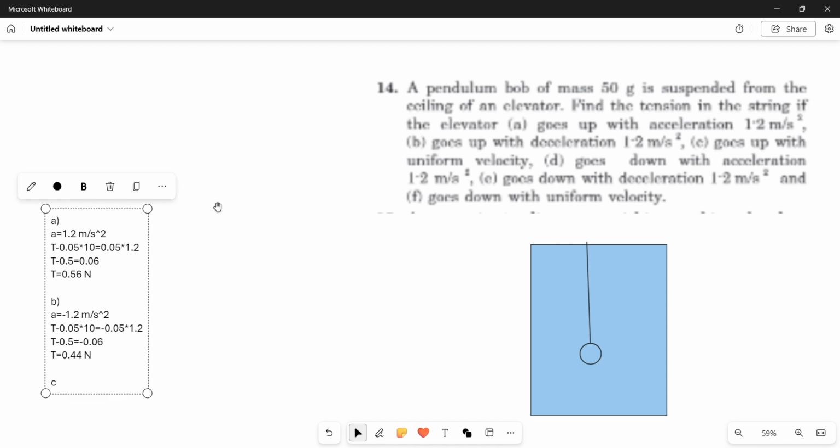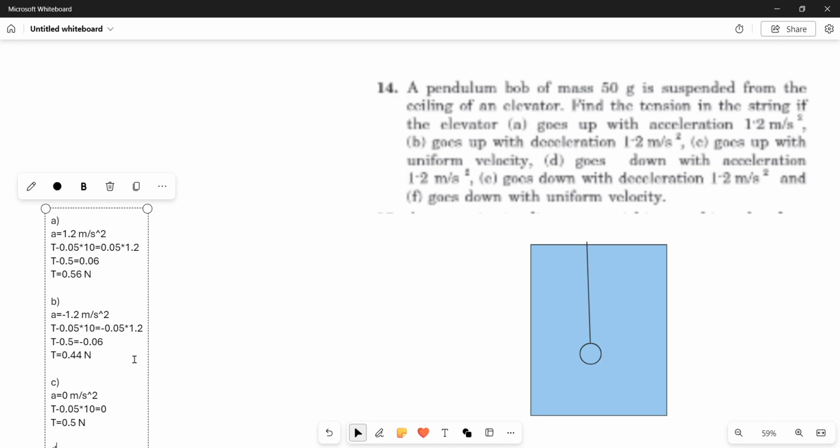Now let's start solving part C. It says that it goes up with uniform velocity. Uniform velocity means acceleration a is equal to 0 meter per second square. So putting the value of acceleration as 0, it becomes tension T minus 0.05 into 10 should be equal to 0. So tension T is equal to 0.5 newtons.